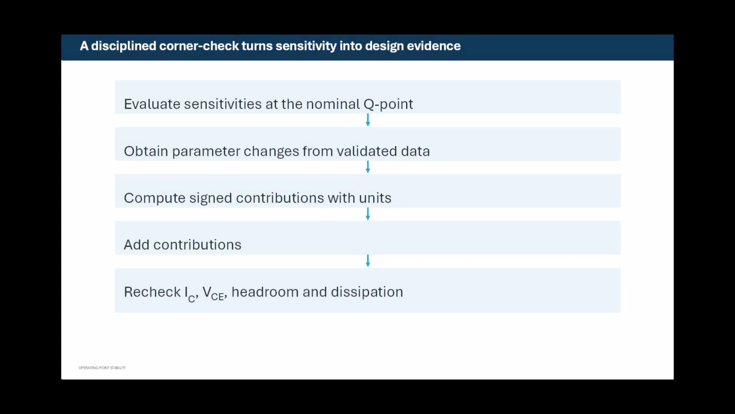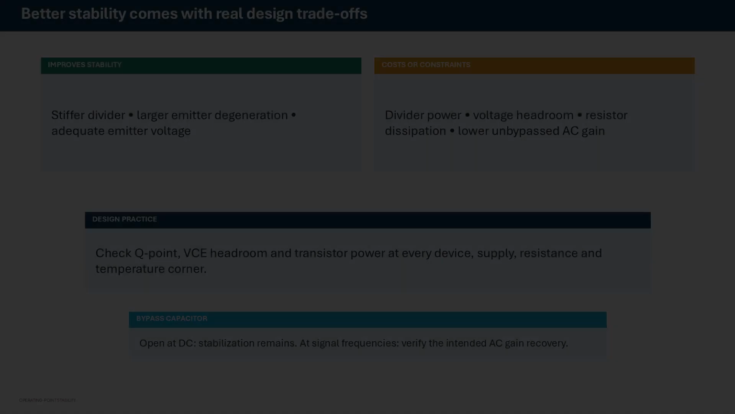First, evaluate each stability factor at the nominal Q point. Next, obtain parameter changes across the required temperature range from the transistor datasheet or a validated model. Compute each contribution separately, preserving sign and units, then add them. Finally, recalculate collector current and collector to emitter voltage and verify active region operation and power dissipation. A low stability factor is useful evidence, but it is not a substitute for a complete check.